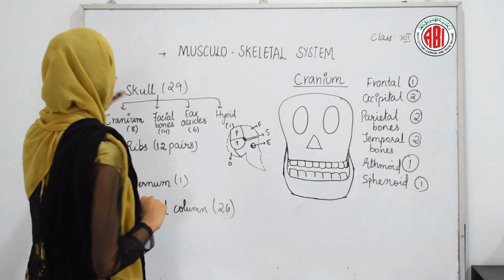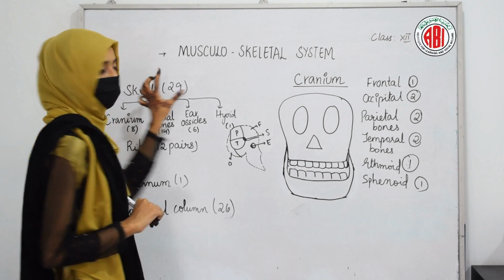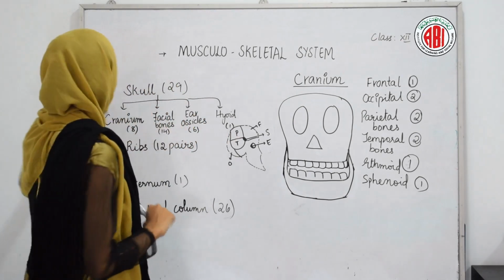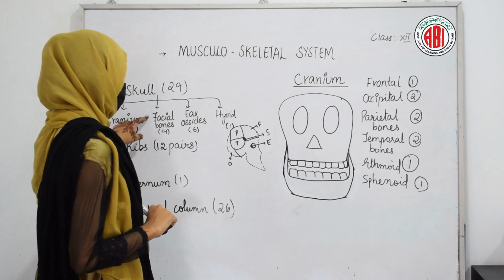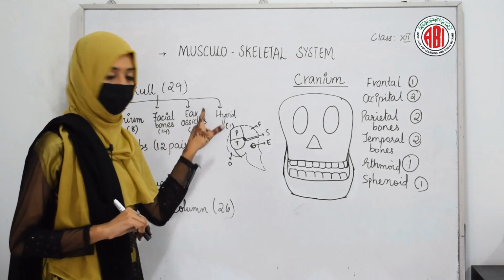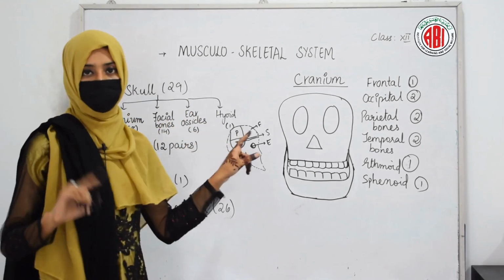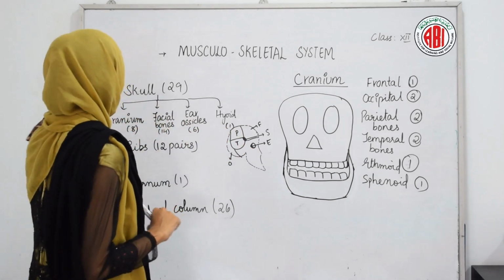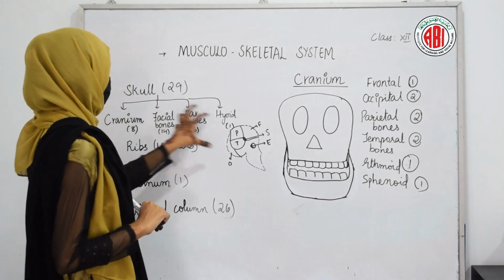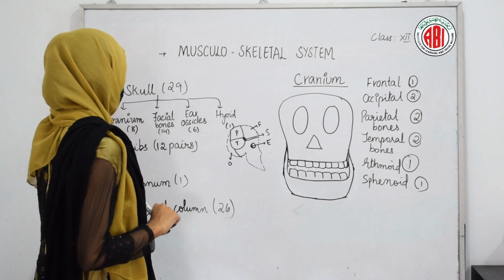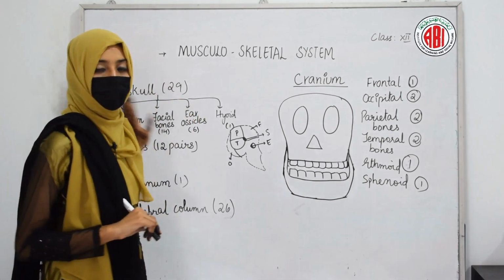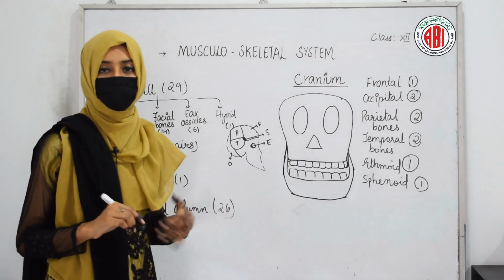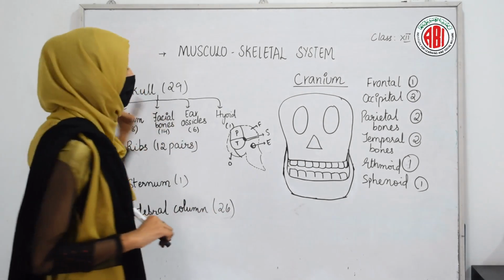So at that time, I told you that in our skull, 29 bones are present. Cranium shows the presence of 8 bones, 14 bones are our facial bones, and 6 are ear ossicles, and hyoid is a single bone that is found in our skull. So in this way, when you sum up all the bones which are present in these 4 parts, it will be 29. Firstly, we'll see what are the different 8 bones that you can find in your cranium.